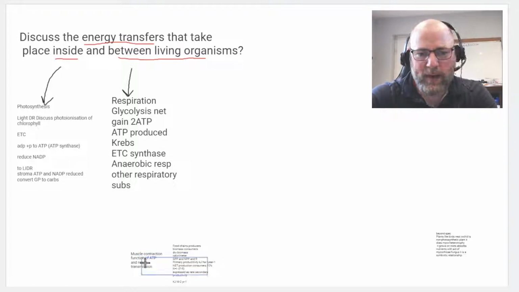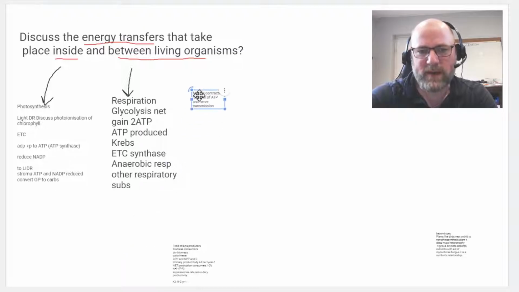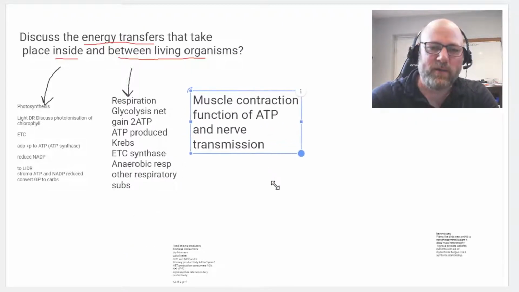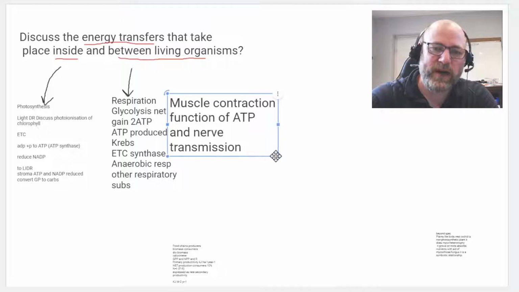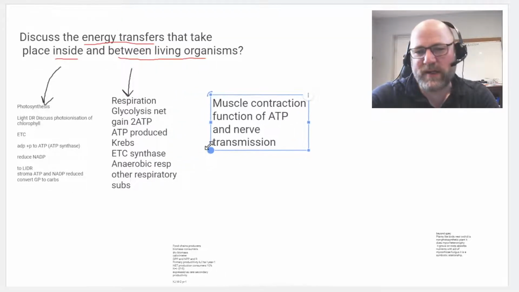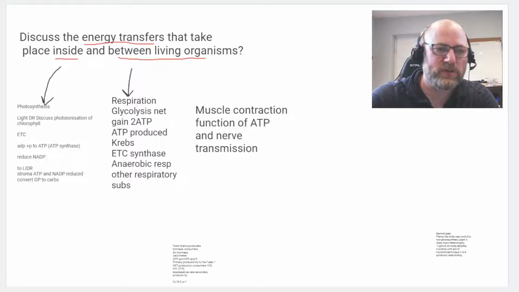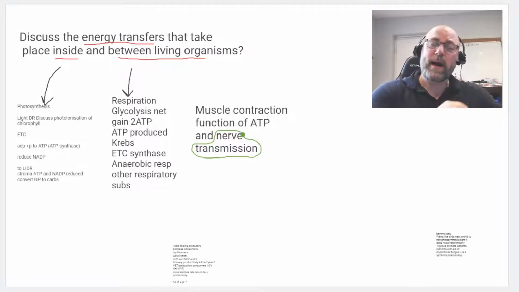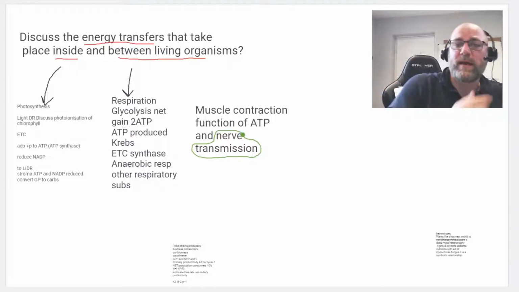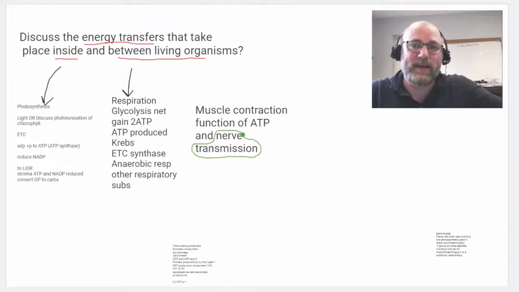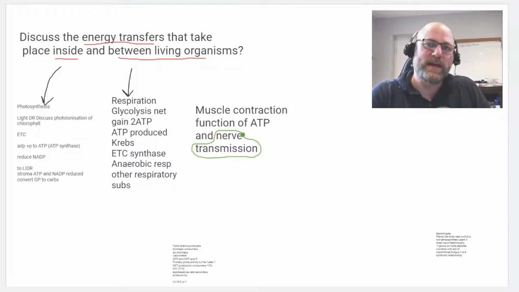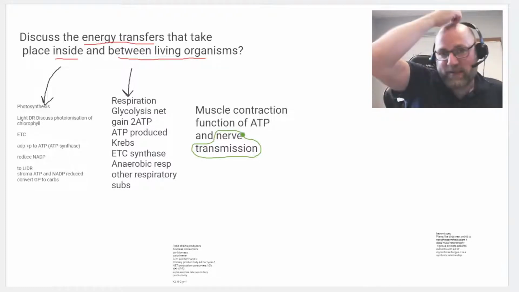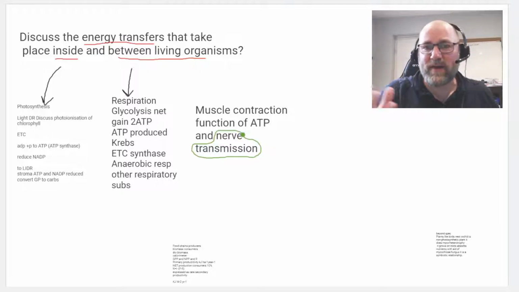Another good place to talk about energy transfer is in muscle contraction, or actually, I probably prefer nerve transmission, but you can do muscle contraction as well. You've got energy being transferred there, ending up as kinetic energy when you get the power stroke and your muscles move. And again, that's all coming from ATP. And we can talk about the energy locked in ATP that you need in order to reset the cross bridges and all of that kind of stuff.